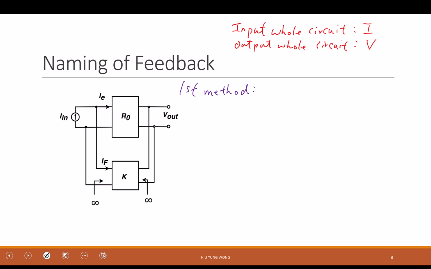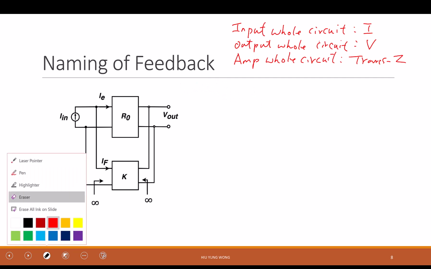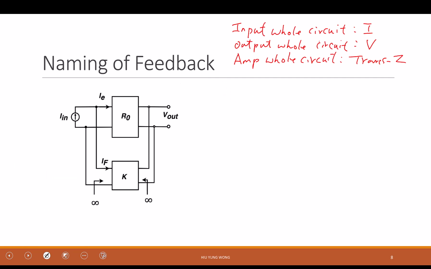Okay, so what type of amplifier? I make it very clear. It is the whole circuit. So this is a transimpedance amplifier. Fine, right? Now then, of course, you clearly will see that input is here, output is here, and I have something here. This is the feedback, right? So now you distinguish the feed forward and feedback, right?